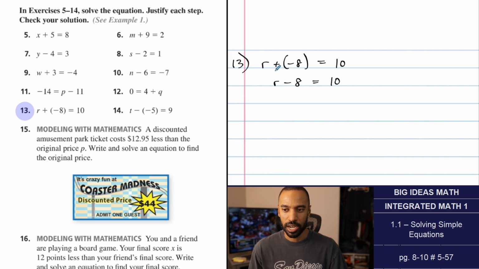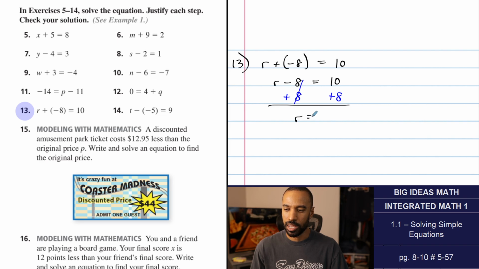Otherwise, this shows addition, and it says, what do I have to subtract to make this work? You have to subtract negative 8, which just sounds really weird. That's the same thing as adding 8. So let's add 8 to both sides of this equation to make that become 0. And you're left here with r equals 18.